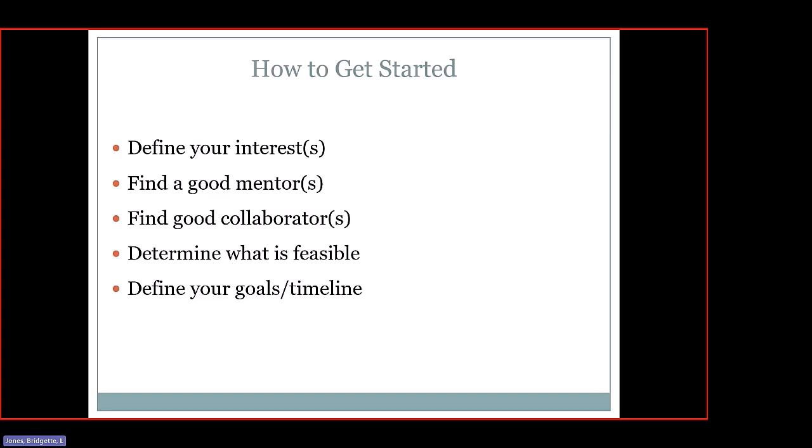You might also have collaborators. So let's say you decide you want to do a project that involves genomic medicine. You might collaborate with someone in genomics to do that project. Or if you're doing a large database survey or project, you may collaborate with someone in bioinformatics. So think about the collaborators that you might need on your project.